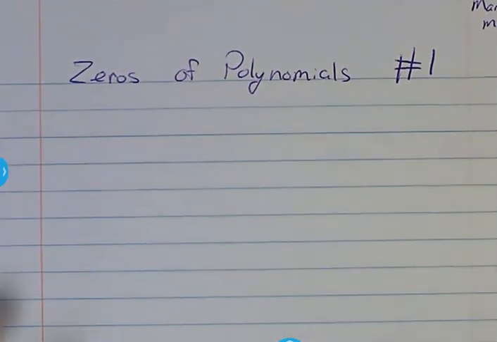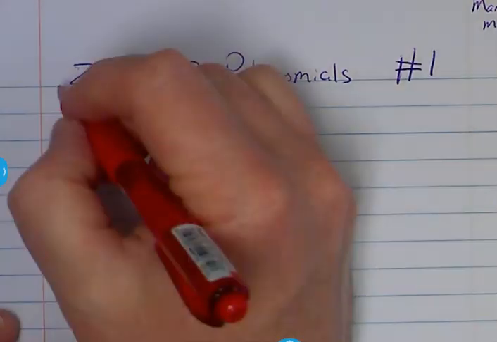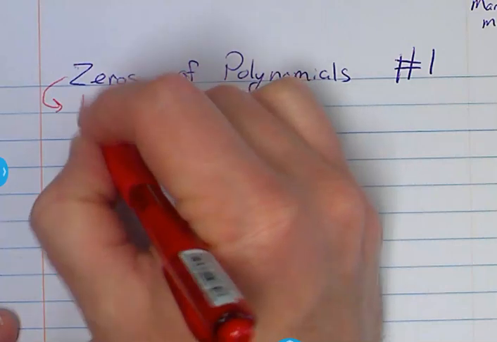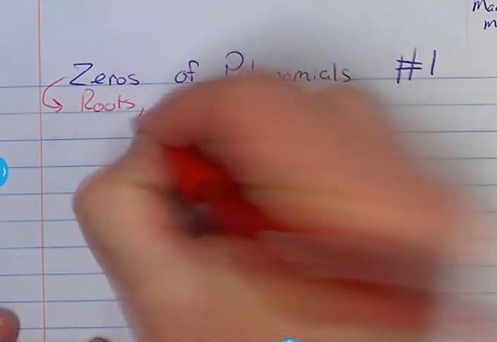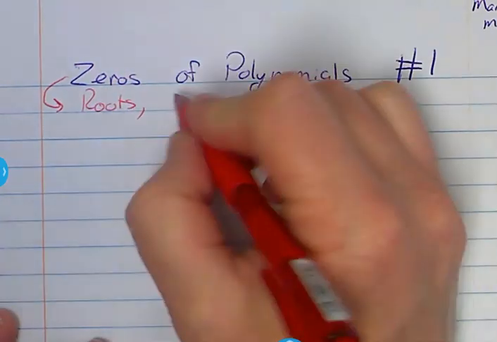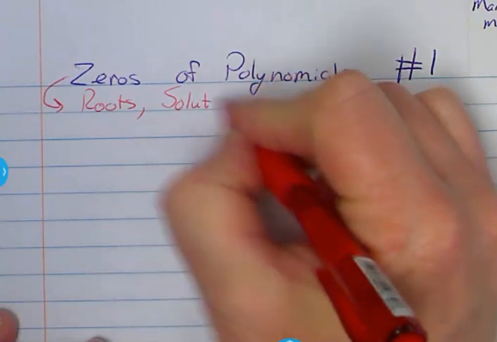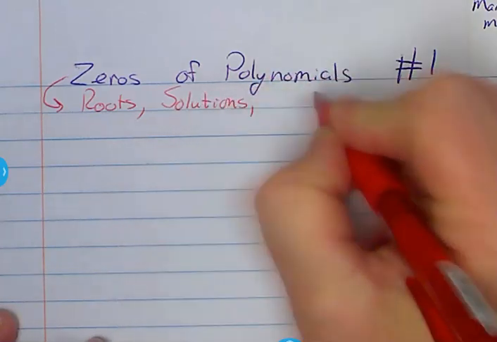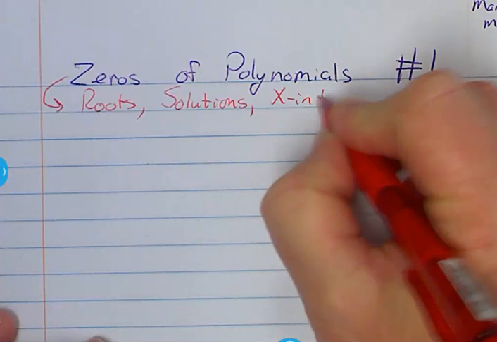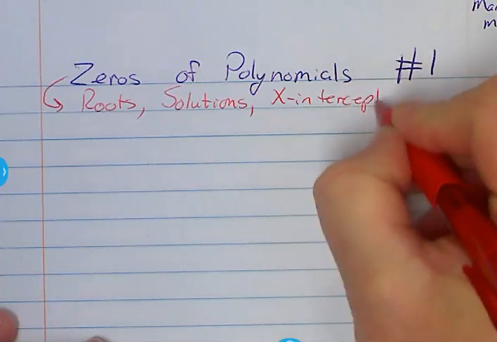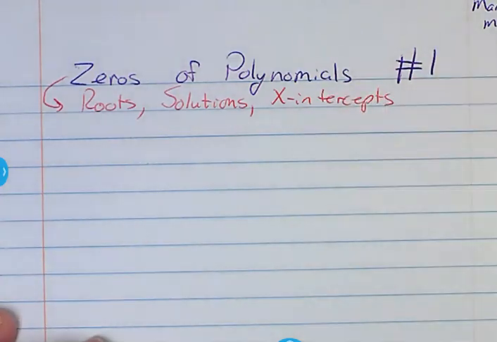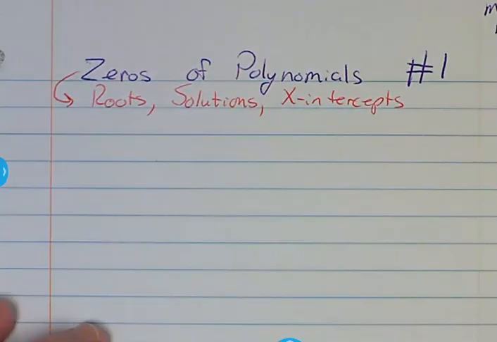Okay, so again, we're talking about zeros. Sometimes they call these all kinds of different things. They call these roots. They call them solutions. They also could call these x-intercepts. All kinds of different things they can call these.